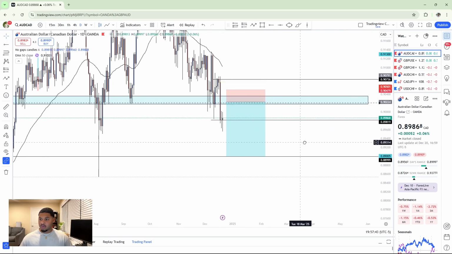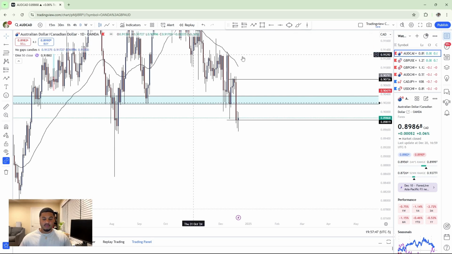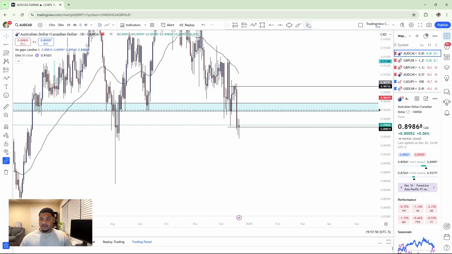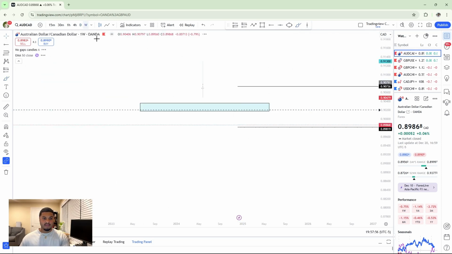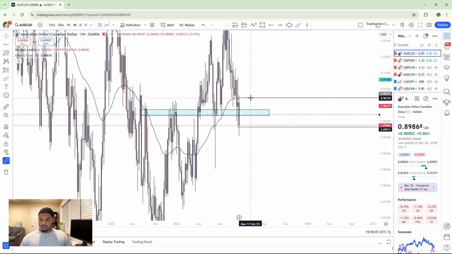So that's what I'm looking for on AUDCAD. Super clean pair. Love the way it's looking. Weekly and daily are bearish. We also have the EMA, daily EMA above price. And the weekly EMA is also above price, right? So we could look for it to continue to push down. And then we'll be hopefully good to go on that one.